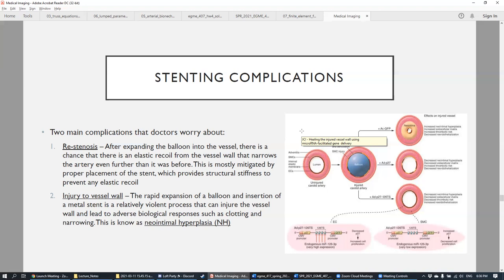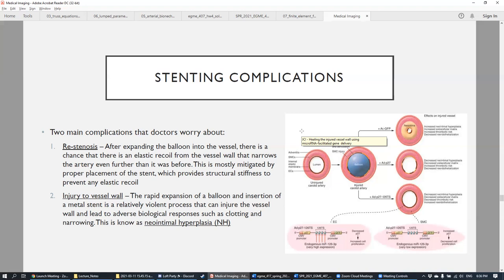Okay. And so the other complication that doctors worry about is injury to the vessel wall. As you can imagine, if you go in with the balloon and rapidly expand it and smoosh all that plaque, that's a relatively violent process. And so what can happen sometimes is that you can actually cause some injury to the vessel wall. That can lead to a lot of other adverse effects too. The wall might inadvertently weaken and might rupture, or it might cause the platelets there to clot too.